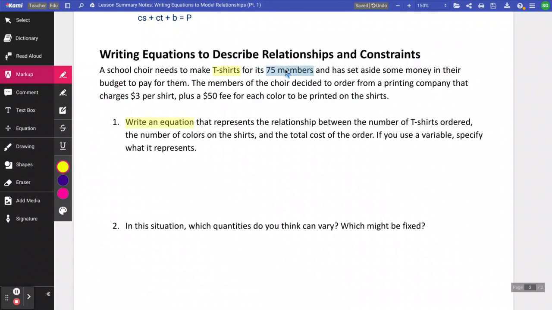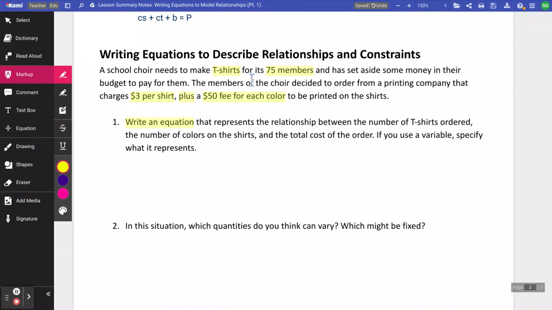So far I know they need 75 shirts, and then it's giving me some prices. It's giving me $3 per shirt plus, look at that word right there. I know my equation is going to have a plus sign in it, plus a $50 fee for each color to be printed on the shirts. My problem here, number one, is telling me to write an equation, and we want our equation to describe the relationship between all of these things and figuring out that total cost of the order.